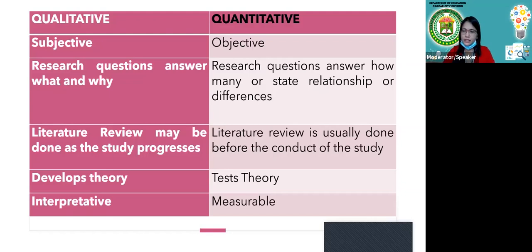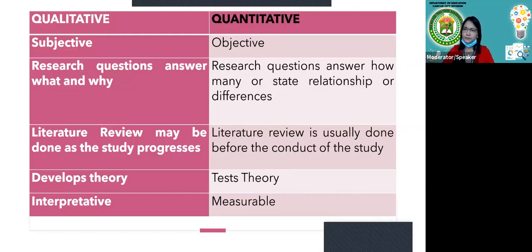Qualitative research is interpretative because you are going to interpret their responses to the whats and the whys, while for the quantitative, you are going to measure. You're going to measure how many, or you're going to measure the relationship, the strength of the relationship. You're going to measure the differences between the variables that you are testing.